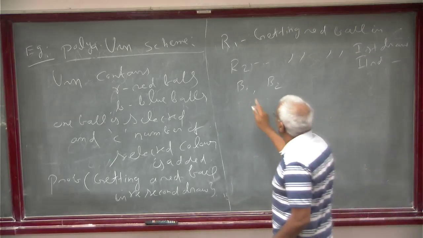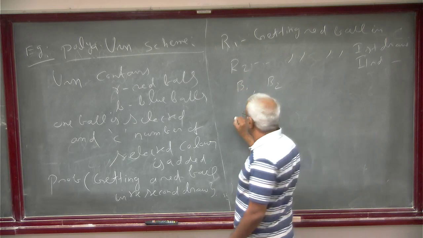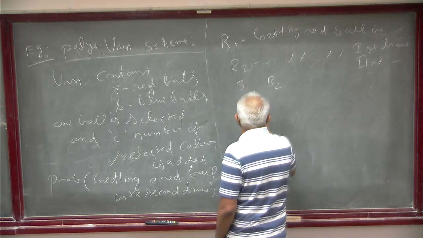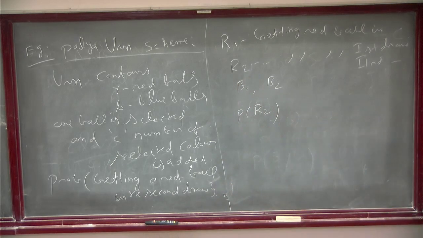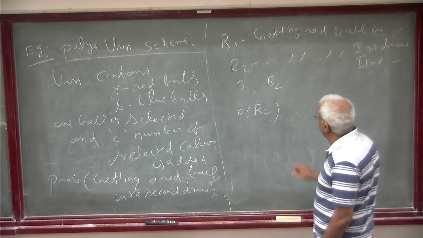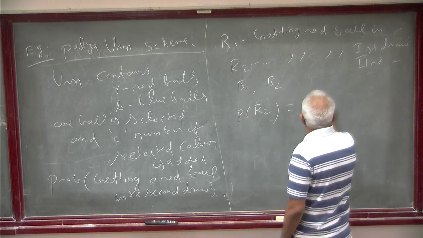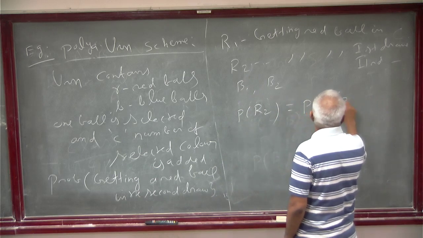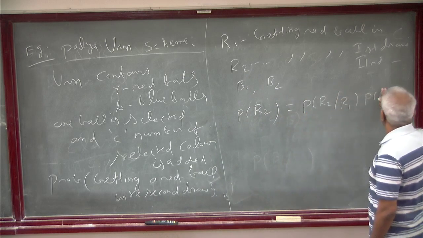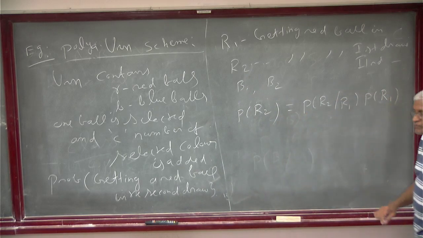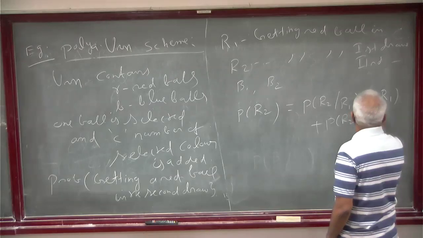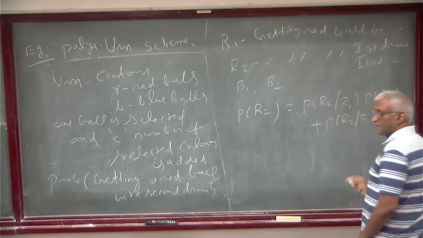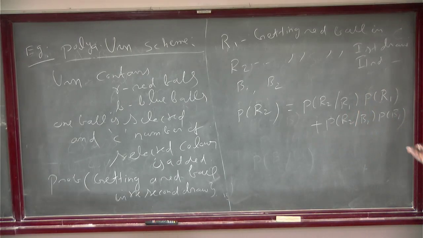Now we want to calculate the probability of R2. Right? So the probability of R2 is the probability of R2 given R1 times the probability of R1, plus the probability of R2 given B1 times the probability of B1. Same example, same thing.